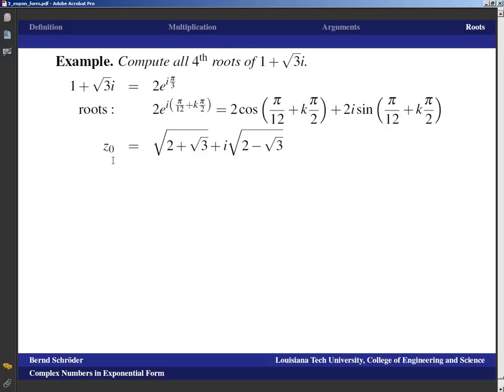And so now the first, or the 0th, fourth root, and I index with the k here, that would be 2 cosine pi over 12 plus 2i sine pi over 12, and so that's the square root of 2 plus root 3, plus i times the square root of 2 minus root 3. And the other ones now, well, because we have a pi over 2, what happens is that we just get a quarter turn rotation for all the other roots, right?